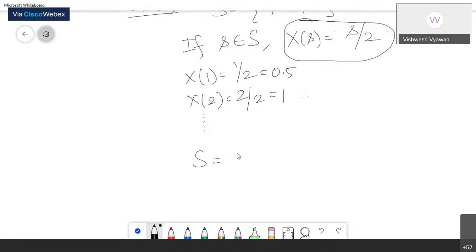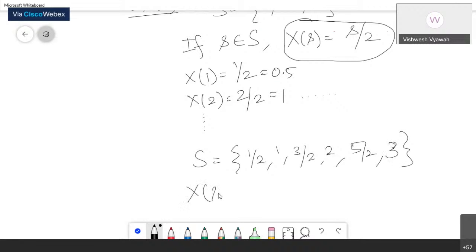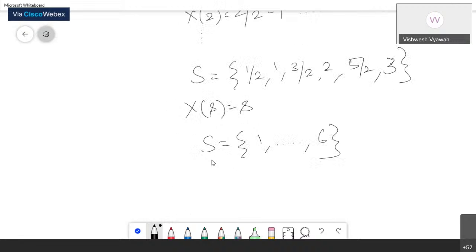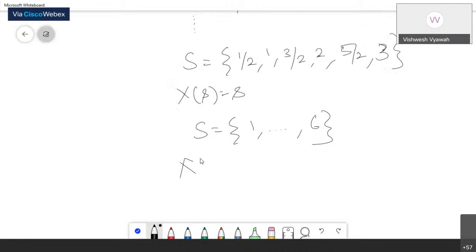So what will my new sample space look like? It is 1 by 2, 1, 3 by 2, 2, 5 by 2, and 3. This is my new sample space. I can also define X of s as s itself. There is no harm in that because these s are only numbers. In this case, my sample space will be the original 1 to 6. I can also define X of s as s square. I can define anything unless and until it satisfies some axioms that I am going to tell you. I think this makes the concept clear about random variables.